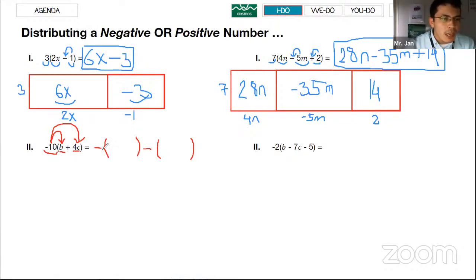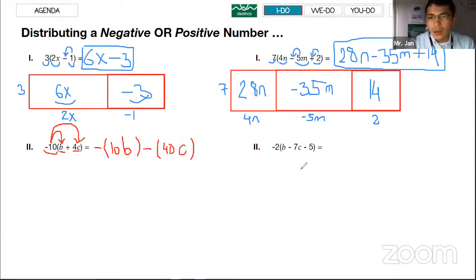So 10 times b, because you're multiplying a number with a variable, you just need to put them together. It's 10b. And 10 times 4c is 40c. So 10 times 4 is 40, and you need to put the variable next to it.